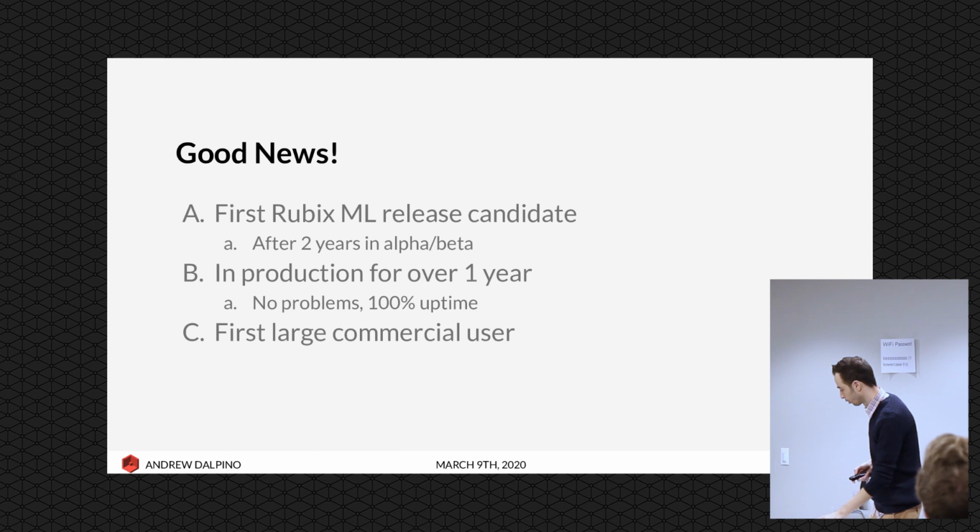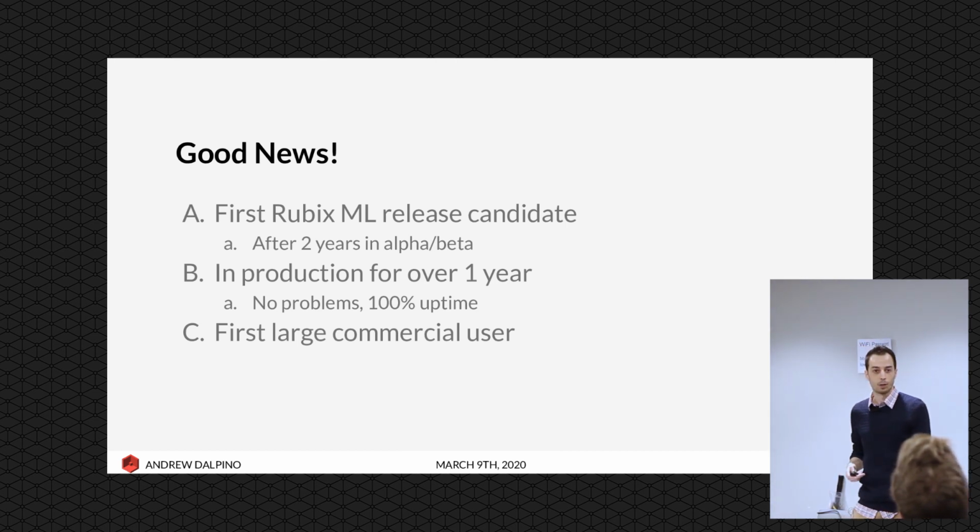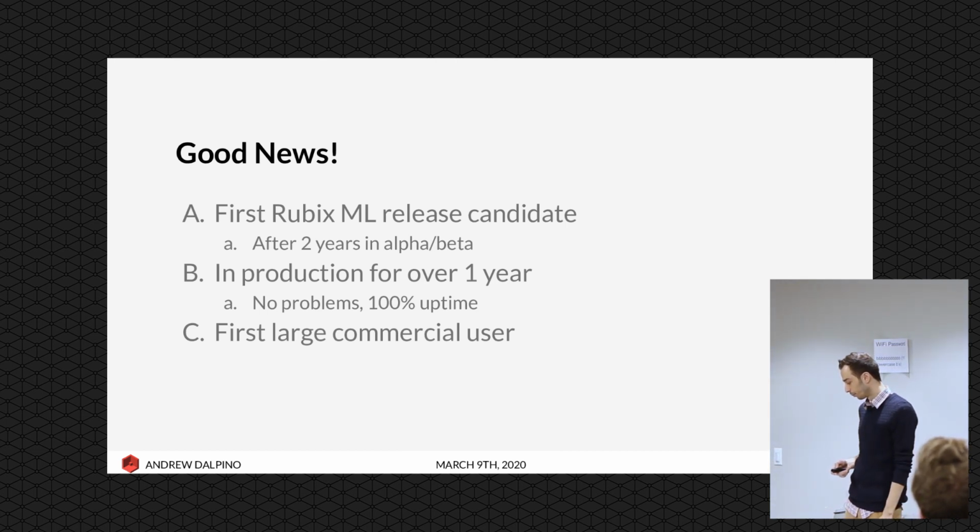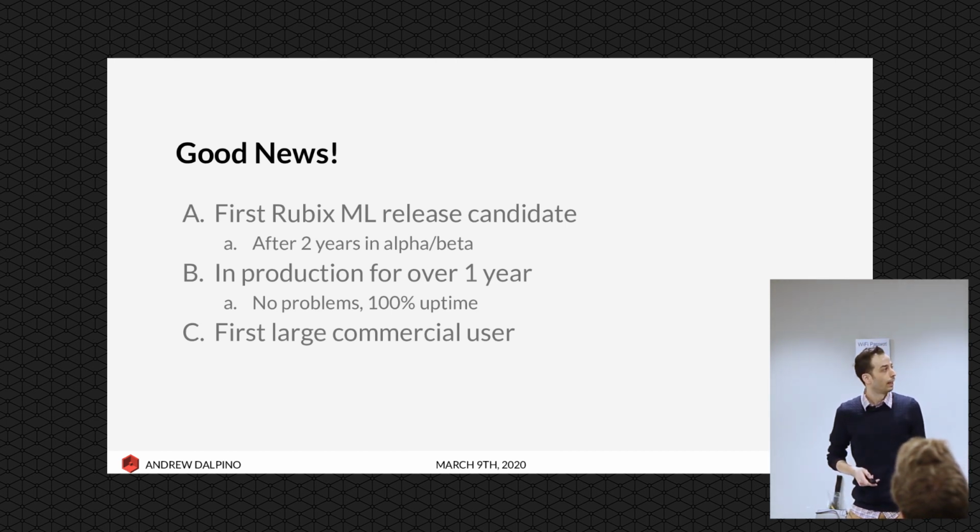So good news. Rubix ML, we just had our first release candidate. It's been about 2 years, about 1 year in alpha, 1 year in beta, and about a week ago I tagged release candidate number 1. So we're finally getting to the point where we're almost stable. We've been in production for over 1 year with no problems. I've had a neural network running on our website, no downtime or anything like that. And we also got our first large commercial customer too. They're using it to essentially predict the lifespan of various components of cooling towers.